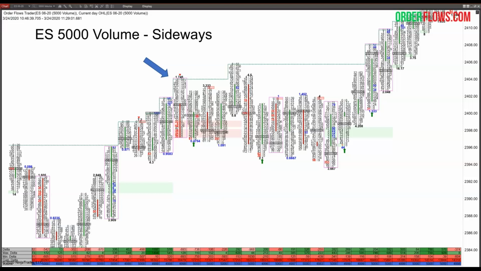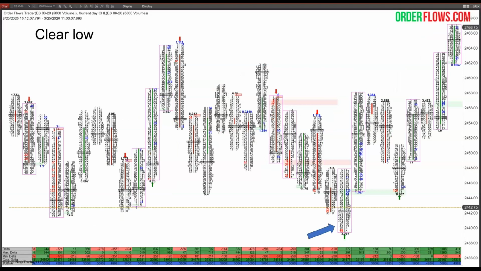So another example, right? This one is a nice swing high, okay? It's the high of the day. But what happened? Did the market sell off? No, it just went sideways, okay? Sometimes the best trading ideas don't work out. It just went sideways. Okay, that happens in trading.